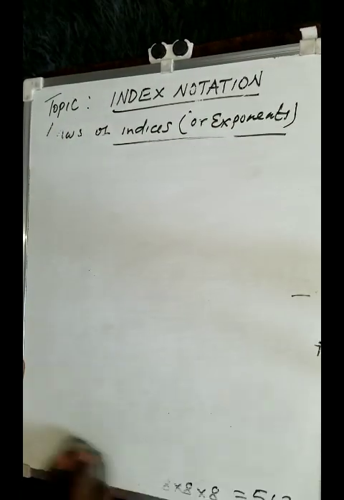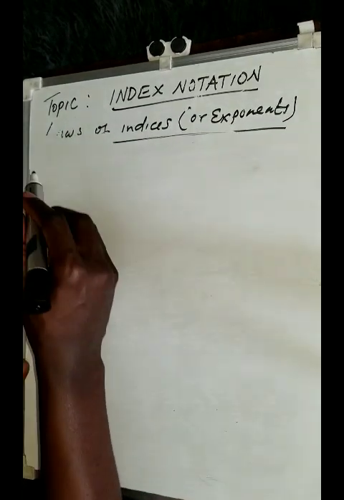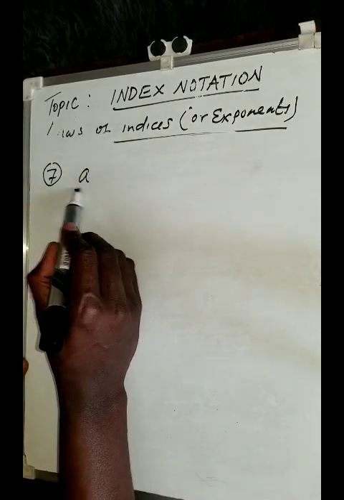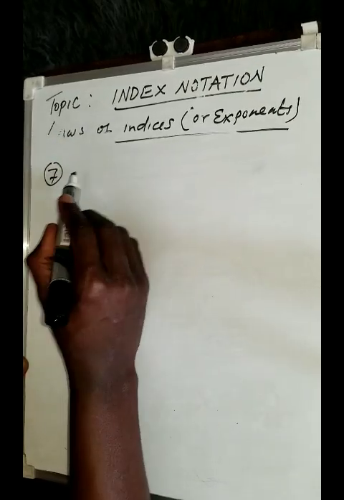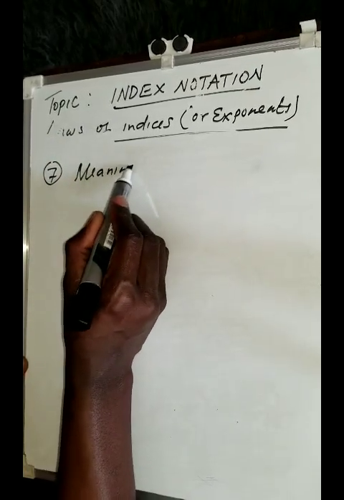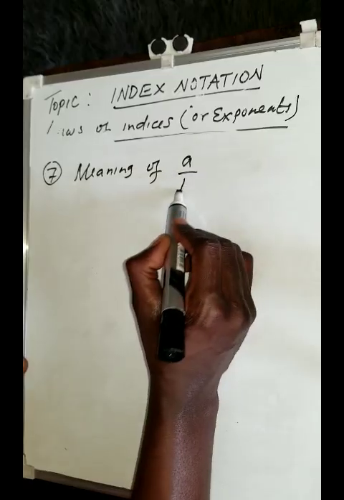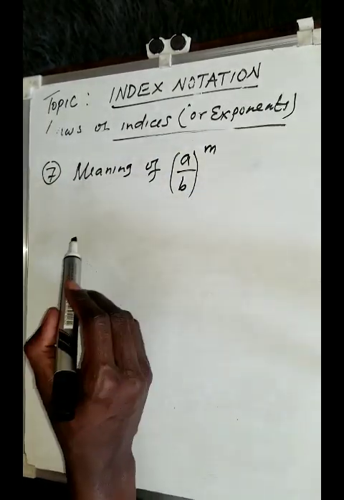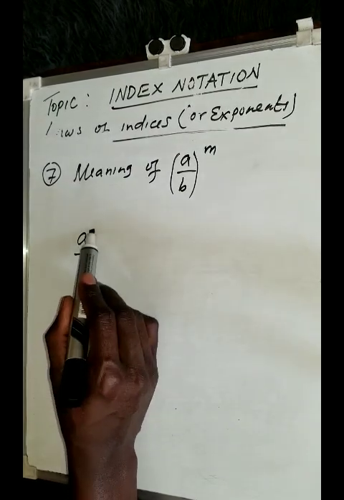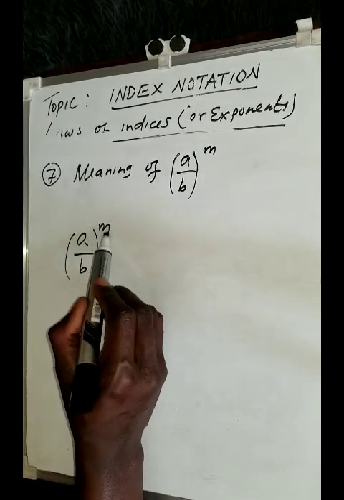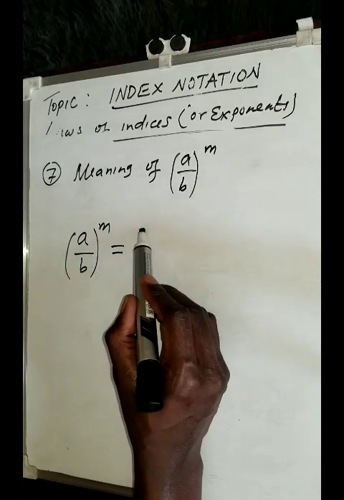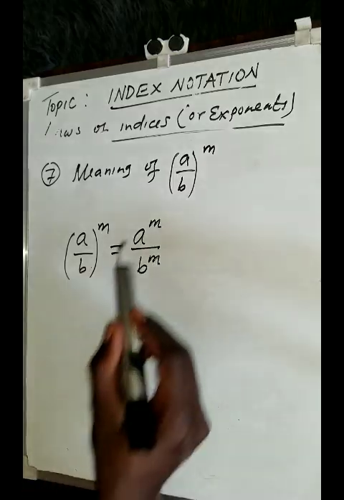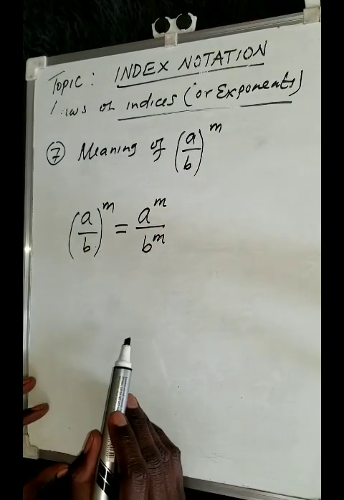That's number 7. Suppose I have a over b. Let me say the meaning of a over b raised to the power m. What's the meaning of that? When you have a over b, which is a fraction in brackets, raised to the power m, this is the same as saying a raised to the power m over b raised to the power m. So don't get confused. It is just that simple.